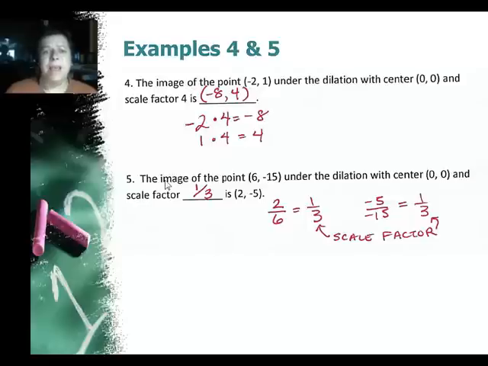Example 5, now they give me the point of the pre-image and the point of the image, and they want to know the scale factor. So I have to put the image on top of the pre-image. So 2 over 6 is 1/3. And I can also check it with the y-coordinates. -5 over -15 is also 1/3.